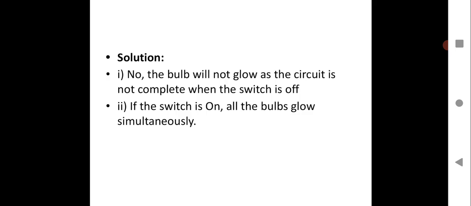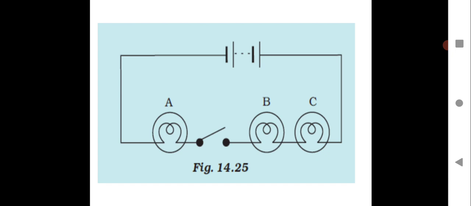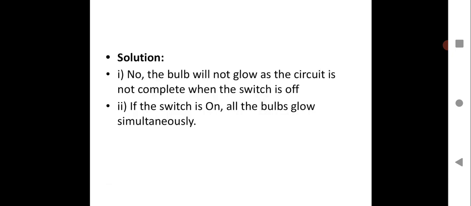No, the bulb will not glow as the circuit is not complete when the switch is off. As you all know, there will be no electric current flowing and the bulb will not glow. The second one over here, if the switch is on, all the bulbs glow simultaneously. So it is not like A, B, C, wherever they are placed, the current is flowing and they will all glow simultaneously. I hope this is very clear, children, and you are writing all this in your notebook, extremely important.